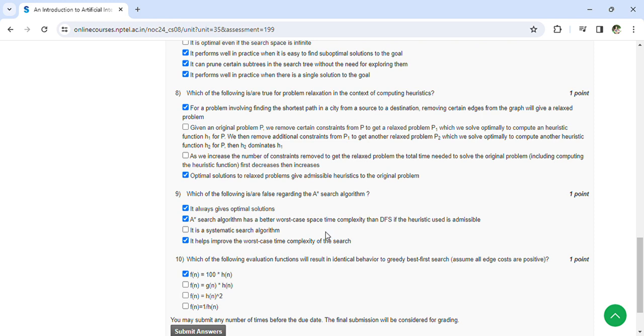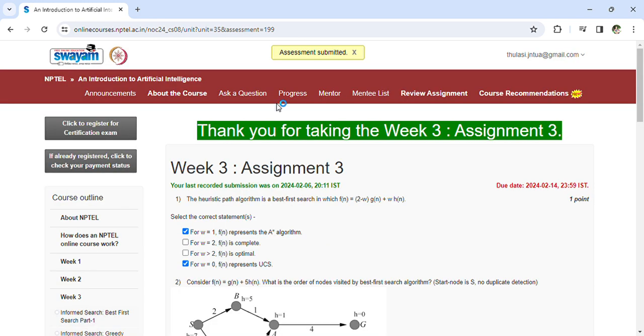Coming to the 10th question, which of the following evaluation functions will result in identical behavior to greedy best first search? The option is f of n is equal to 100 times h of n. Now you can submit your answers. Once the answers are submitted, you can see the assessment is submitted.